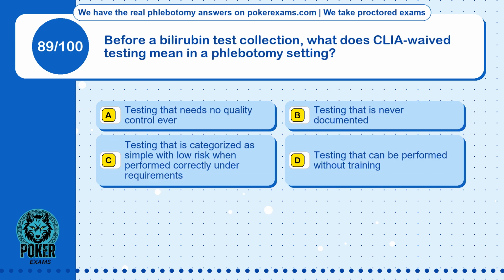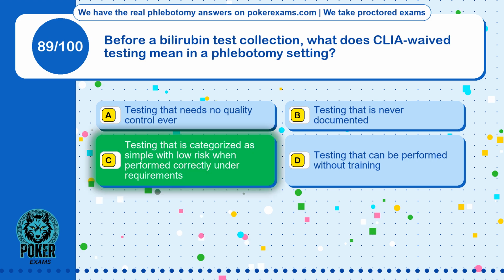Question 89. Before a bilirubin test collection, what does CLIA waived testing mean in a phlebotomy setting? Option A, testing that needs no quality control ever. Option B, testing that is never documented. Option C, testing that is categorized as simple with low risk when performed correctly under requirements. Option D, testing that can be performed without training.